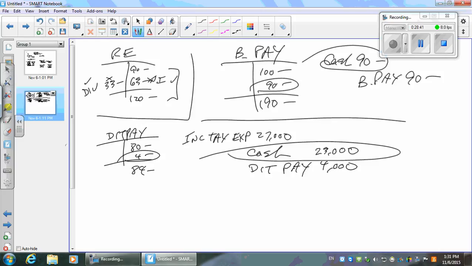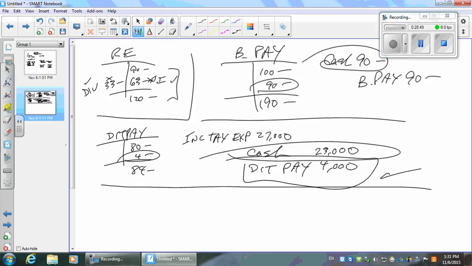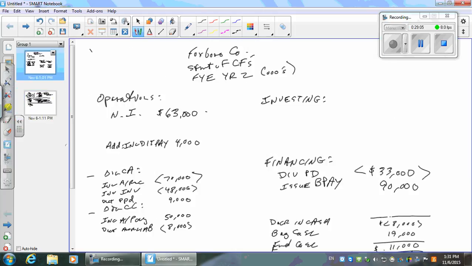Got that. So now you can check off deferred income tax. That's that 4,000 right there. What's left? Common stock. We did retained earnings, didn't we? What about common stock? Where does the tax go? Under operating, because the tax expense is on the income statement, right? 27, but it really should only be 23. Cash went out. So it goes under operating, and I added it right there. 4,000. Yep. Okay.